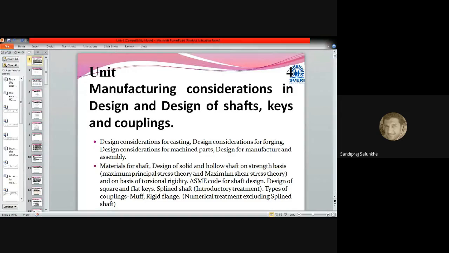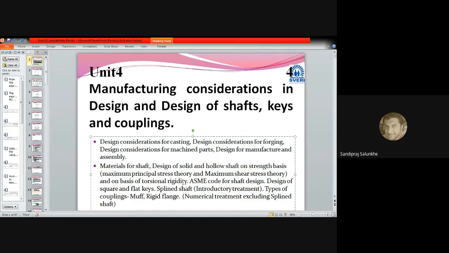Okay, we can start this unit. This is unit number 4. In this unit, what we are going to see is the manufacturing considerations in design and design of shafts, keys, and couplings. Basically, in the previous syllabus, there were 2 chapters. One chapter was manufacturing considerations in design, and the second one was design of shafts, keys, and couplings.